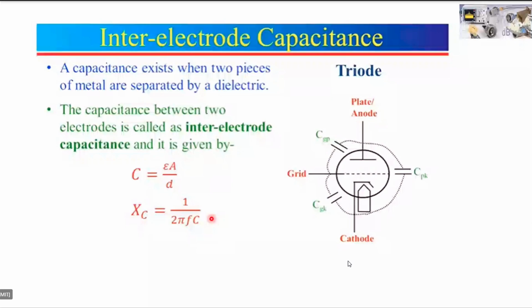That means this will become a short circuit. So what will happen with that? When you are increasing the frequency, capacitive reactance will decrease and this will become a short circuit. So what will happen? Now apply this concept to this triode.